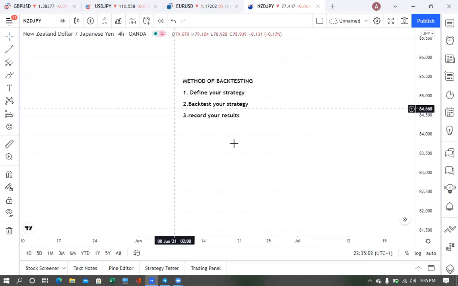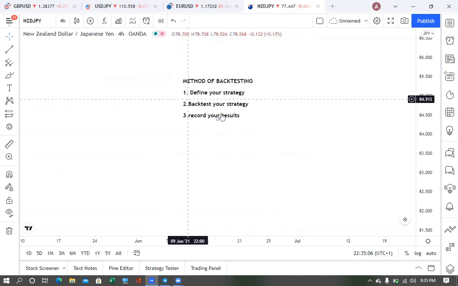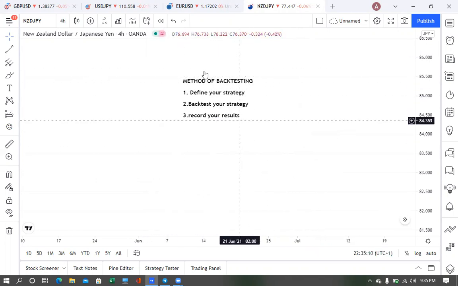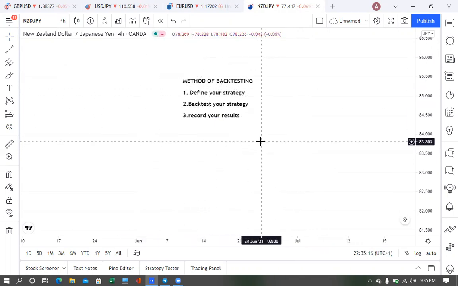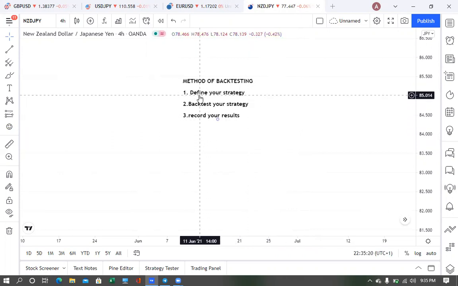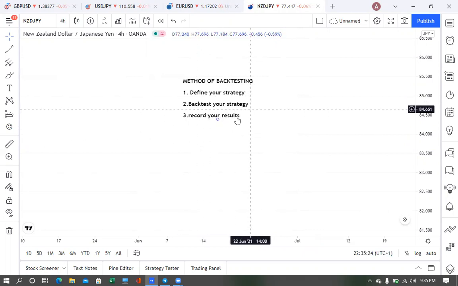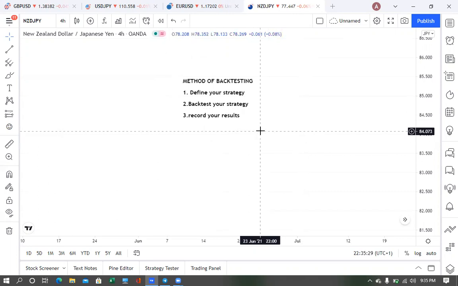You are seeing this method of backtesting here on this screen. I'm giving you these three methods that will help us in backtesting our strategies for us to get good results in the market. One is define your strategy, two is backtest your strategy, and three is record your results.